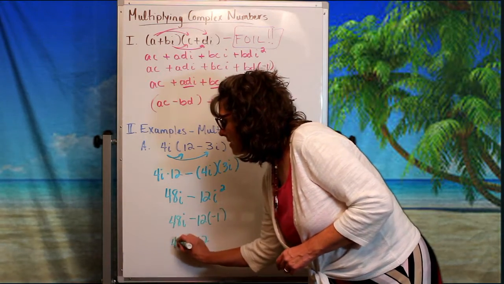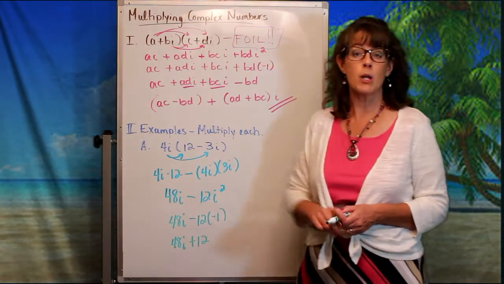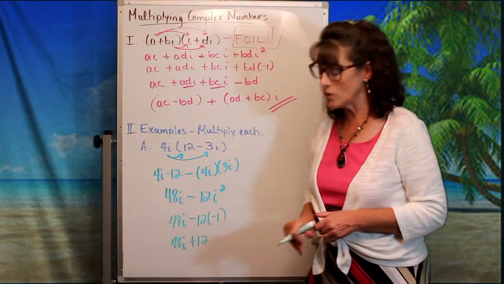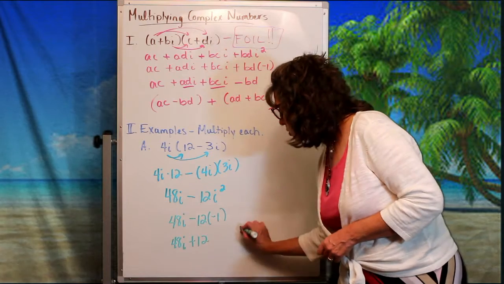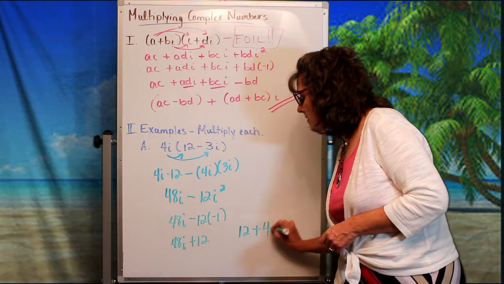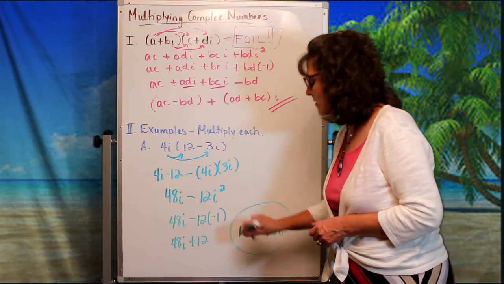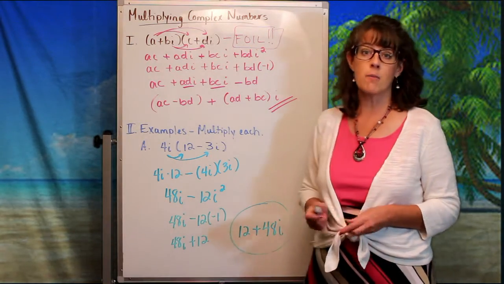Now, is that in standard form? Do we have our mathematical model with the business in the front, the party in the back? No, we do not. We have our imaginary in the front and our real in the back. So we just need to switch that around so that it is in that standard form. Aha, there it is. There's our real in the front and our imaginary in the back.